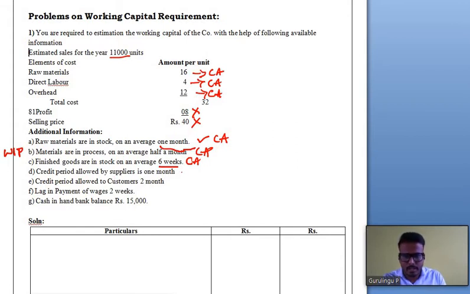Next, credit period allowed to customers. Customer means debtors, so this is a current asset. Lag in payment of wages, 2 weeks. Lag means it is a current liability, no doubt in that. Cash balance is a current asset. Clear, guys? So these are the various current assets and current liabilities we have marked just now.